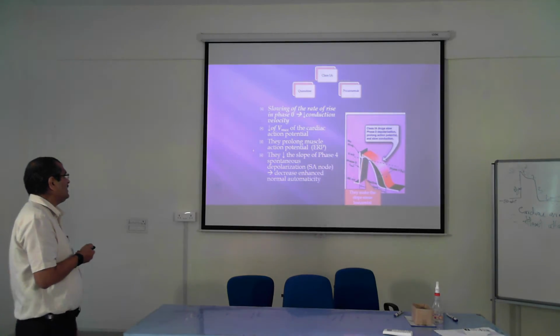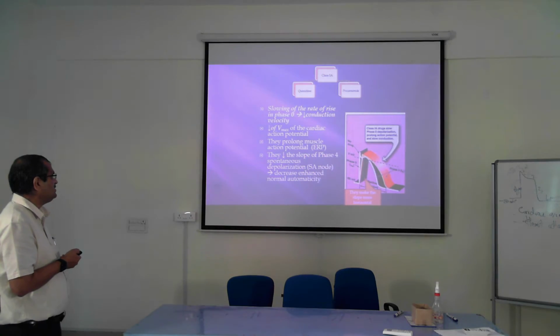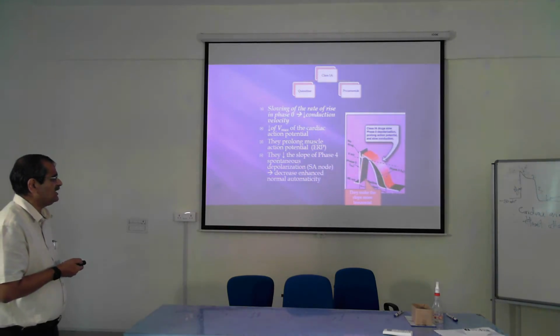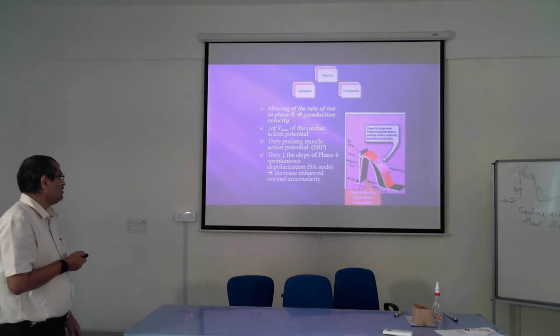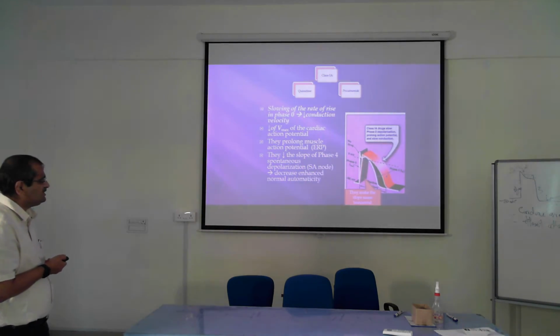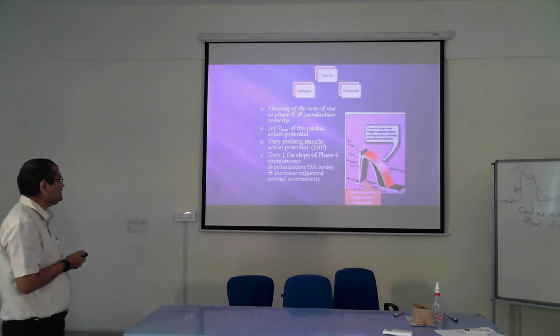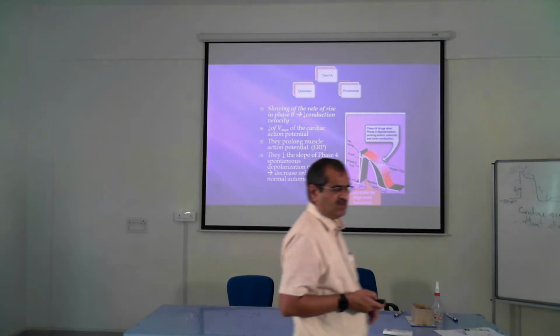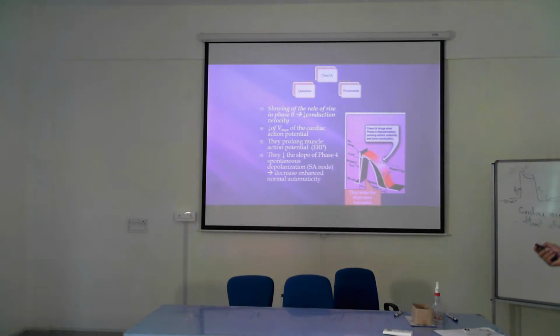So that's how they prolong the muscle action potential, and they are going to decrease the slope of phase 4 depolarization and repolarization time, and the normal automaticity will be decreased because of all these combined effects. Especially they are going to block the sodium ion channels and also affect phase 0.